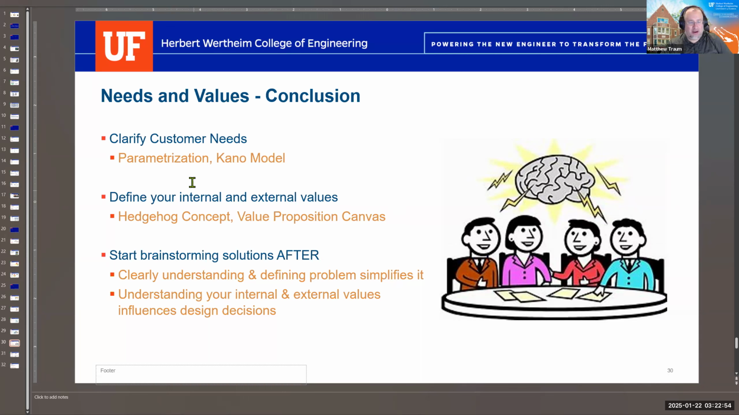So my recommendation, I'm imploring you, is to do these four things first: parameterization, developing your kennel model, coming up with your hedgehog concept, and putting together a value proposition canvas before you start brainstorming, because these four things are meant to clarify your understanding, simplify the problem that you're trying to tackle, and also improve your understanding of both your internal and external values, which ultimately all will work together to influence your design.